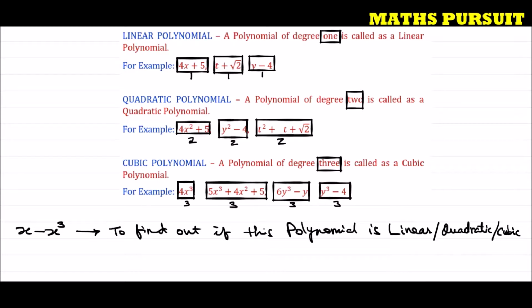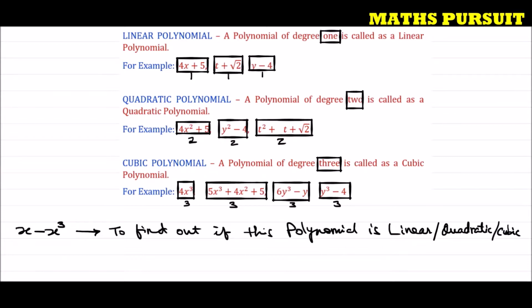Hope guys you understood this. This is very simple and very straightforward in finding out the degree of a polynomial. A polynomial of degree 3 is called a cubic polynomial. A polynomial of degree 2 is called a quadratic polynomial. A polynomial of degree 1 is called a linear polynomial.